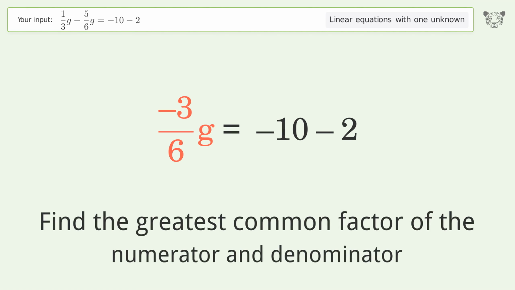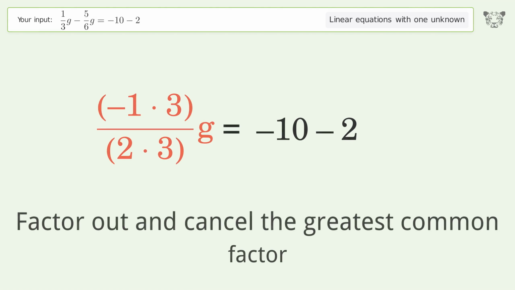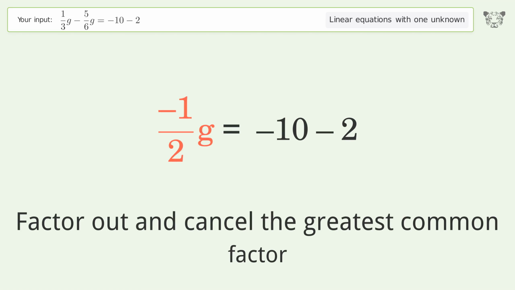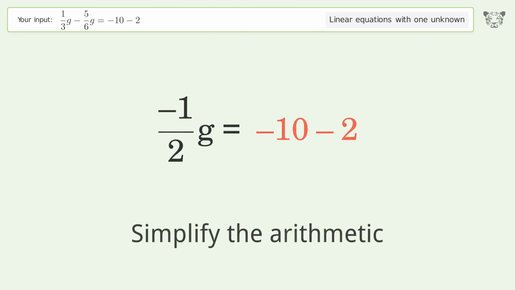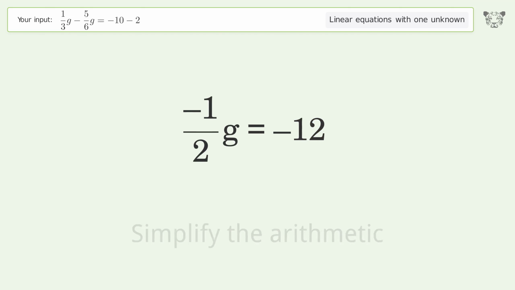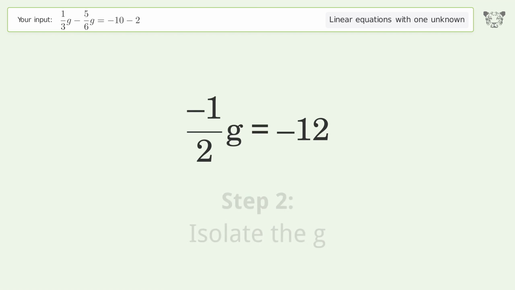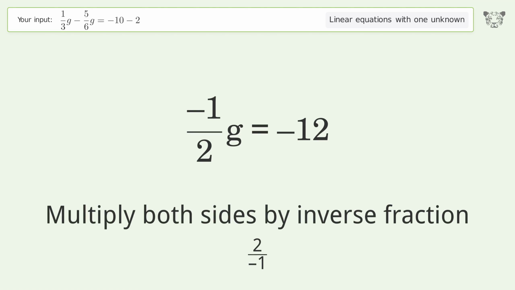Find the greatest common factor of the numerator and denominator. Factor out and cancel the greatest common factor. Simplify the arithmetic. Isolate the g. Multiply both sides by inverse fraction 2 over -1.